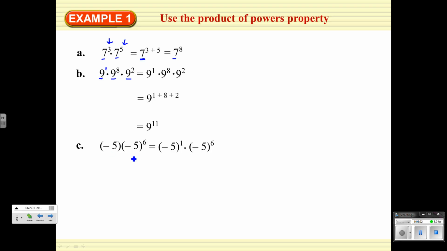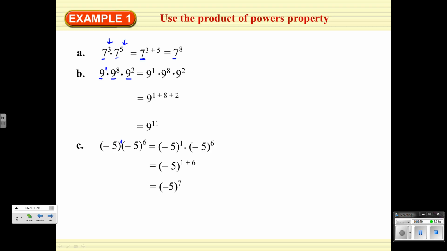This case looks a little different, but again, remember it's an understood 1 right here. It's 1 -5 being multiplied, and then 6 more -5s being multiplied, and all of those are being multiplied together, as you can see right here. We don't have to have a symbol. We're just showing you that no symbol is understood multiplication, and no exponent is an understood 1. Okay? So now we have a total of 7 -5s being multiplied together. So we can write out 7 -5s, or we can write it just like this.